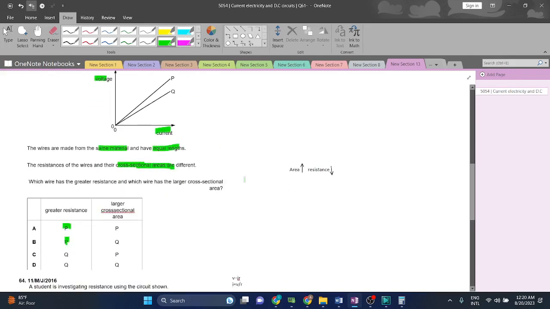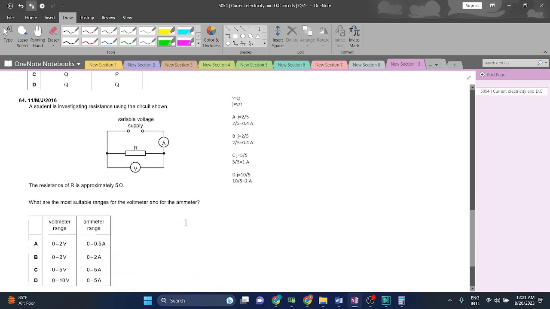Let's look further. They said they have different cross-sectional areas. Cross-sectional area and resistance have a relationship which is inversely proportional. That means if the area is greater, the resistance will be less. Therefore, the line with less resistance is Q, and its area should be larger than the area of P. P's area should be smaller than the area of Q, since the area is inversely proportional to the resistance. So Q will have a larger cross-sectional area because Q's resistance is less. So B will be the answer.